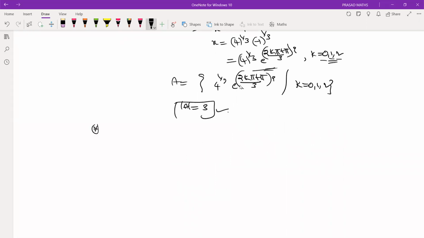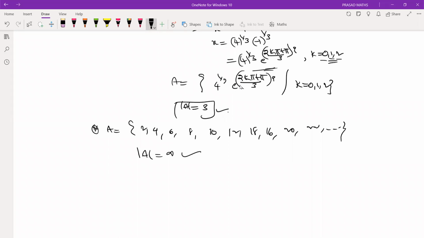Suppose you take this question: A equals 2, 4, 6, 8, 10, 12, 14, 16, 18, 20, 22, and so on. What is the cardinality of this? Infinity. Because the number of elements is infinite, the cardinality is infinity. We will see later how cardinality is treated, but right now the cardinality is infinity.